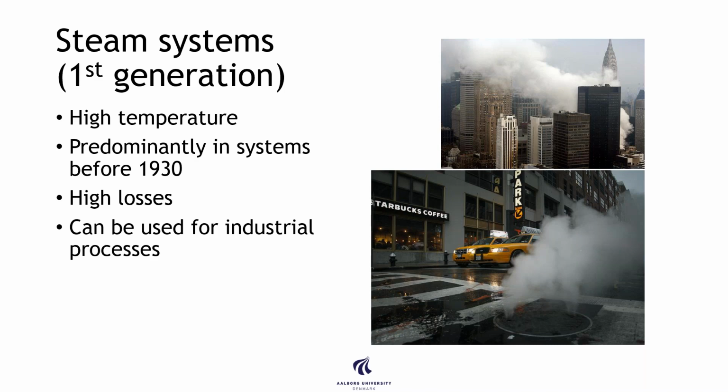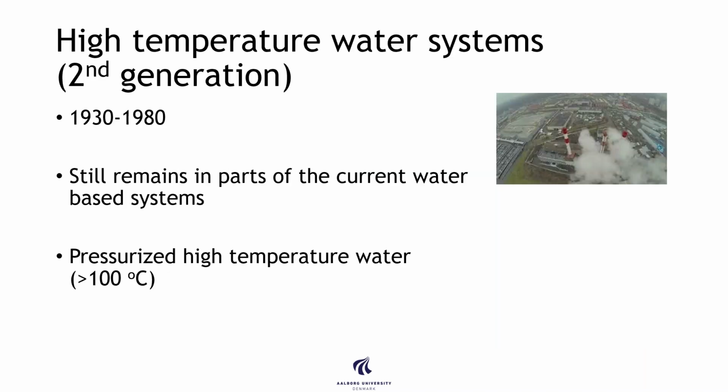You would see that the temperature of the heating medium, in this case steam, is lowered. One of the advantages of having steam in your system is that with that high temperature, you could use it for industrial processes potentially. But this is not always the preferred option if you simply want to heat room temperature and hot water consumption for houses. So when we go to the second generation, we're going to the kind of systems that typically were built between the 1930s and 1980s.